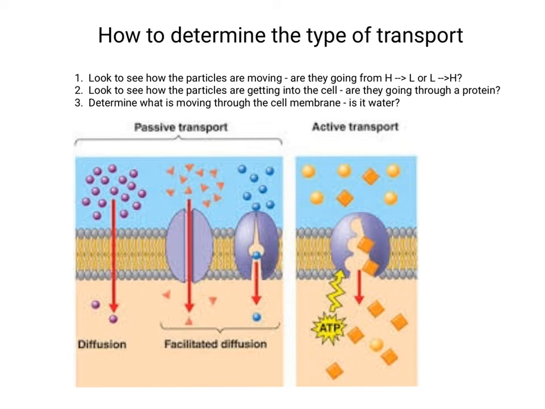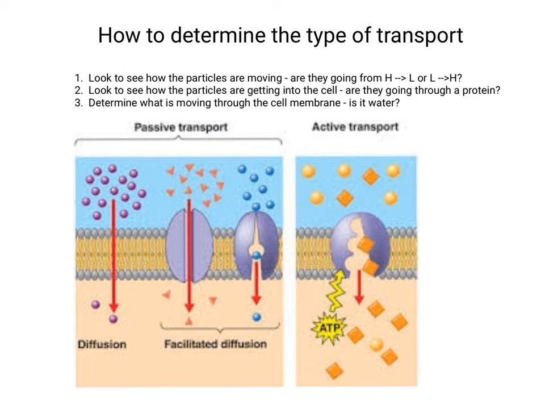So I have the pictures here. I apologize for the blurriness. This is the best that I can find from Google. So notice here, these guys are going from high concentration to low concentration. So I know that that is a mode of passive transport.